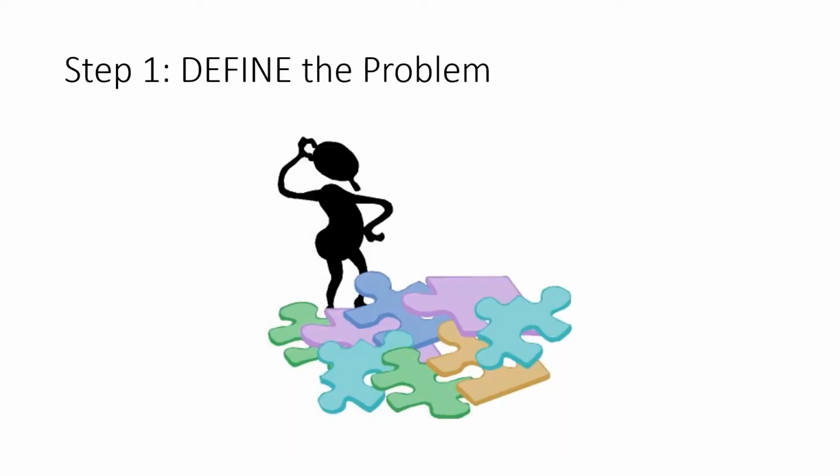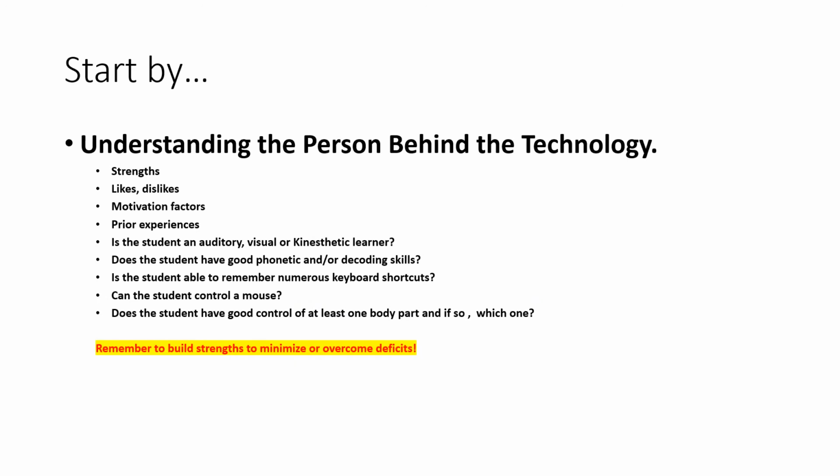Let's look at step 1, define the problem. What is it that the student or individual needs to do? Take a minute to know your student or client. Ask others who know the individual very well what some of the barriers or challenges might exist. Start by understanding the person behind the technology. Look at the strengths, the likes and dislikes, the motivation, prior experiences, and then dive into some very specific questions. If you cannot find the answer to one question, consider it as needing to be revamped or ask it a different way.